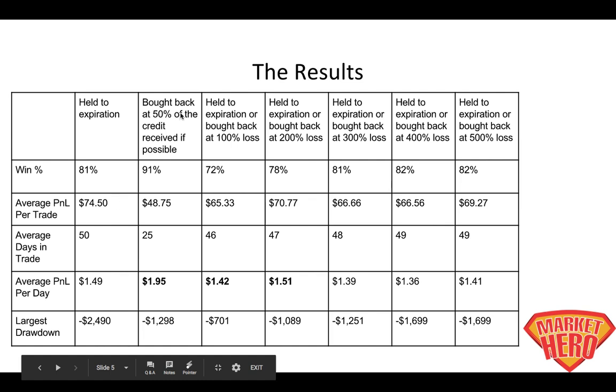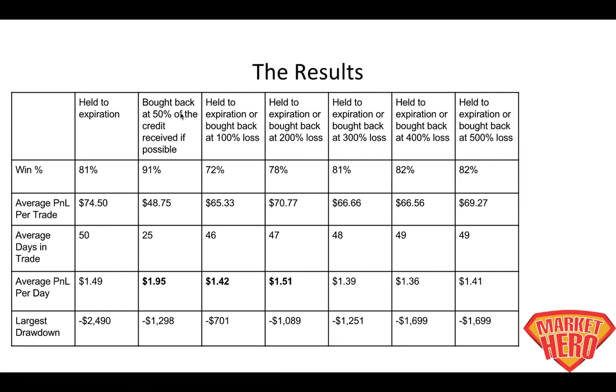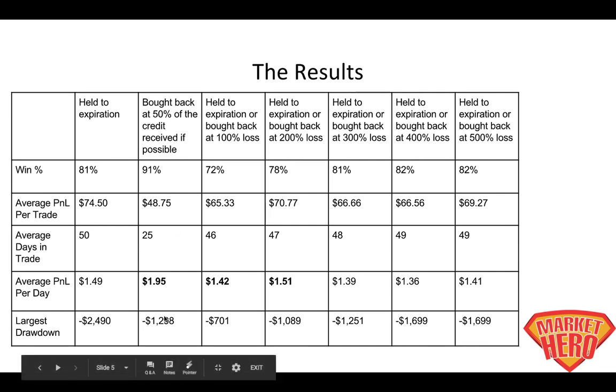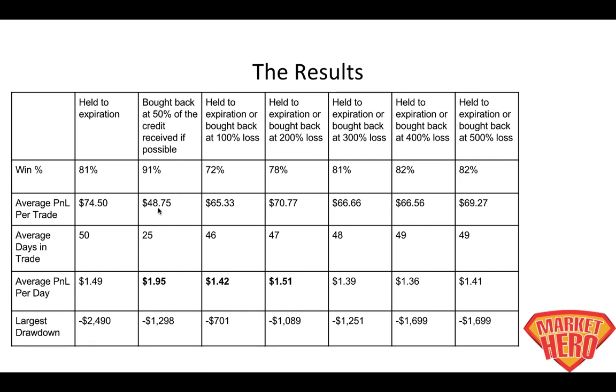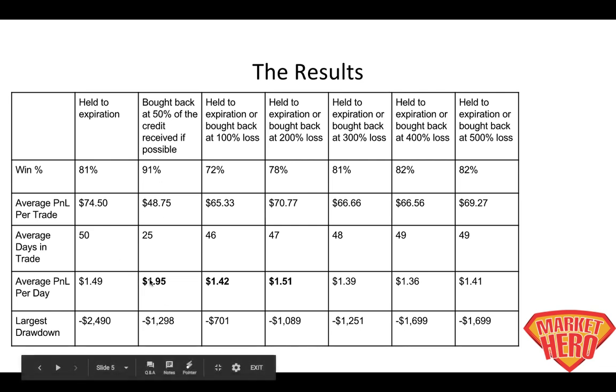And again, you guys have seen the second column as well. If you buy back for 50% of the credit we received, you're right 91% of the time when you're supposed to be right 68% of the time, and you make about $1.95 per day. Our largest loss was cut in half to only about $1,300. Not bad. So now let's start looking at that. This column here is managing your winner. It's pretty good. It significantly outperforms, and it makes you a lot of money per day.